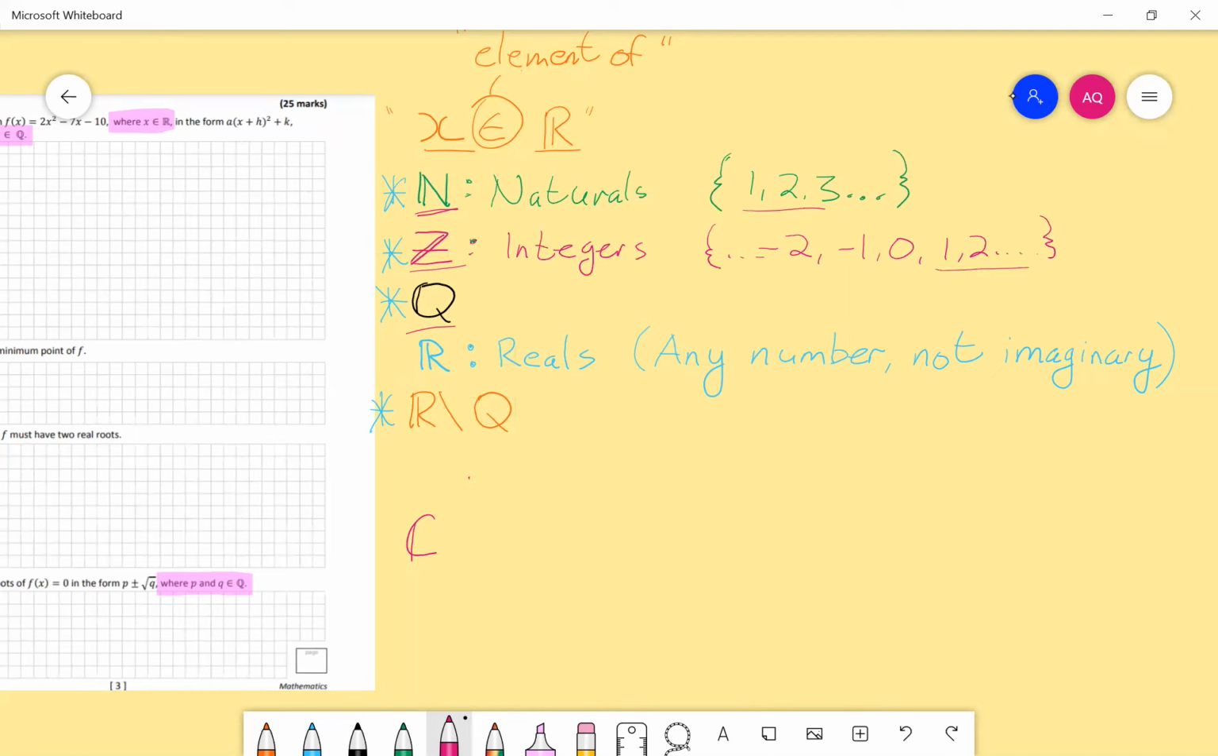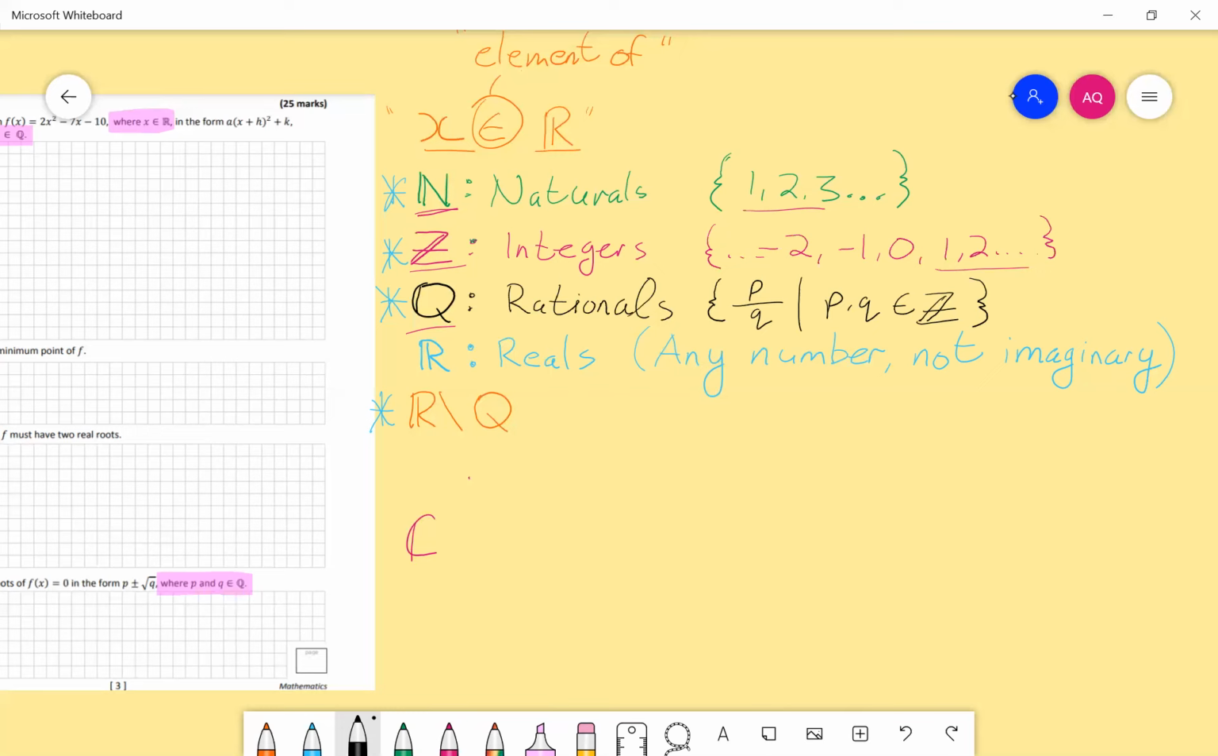Okay, then Q are our rational numbers. So this is essentially any number that can be written as a fraction, more specifically a fraction of integers. So the way I write this is P over Q, so there's your fraction, where P and Q are both elements of Z, are integers. Okay, so what does that actually mean? Well, most numbers you see are rational numbers.